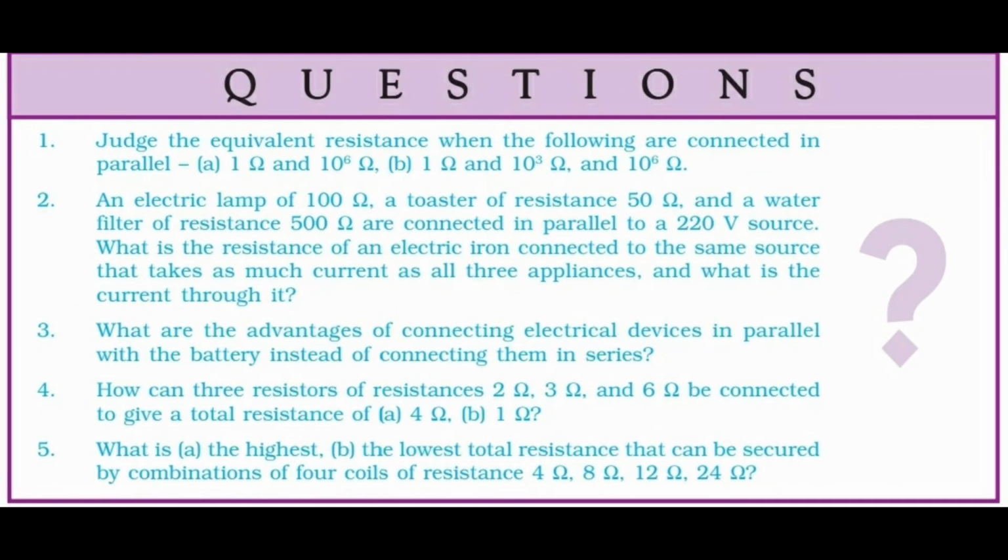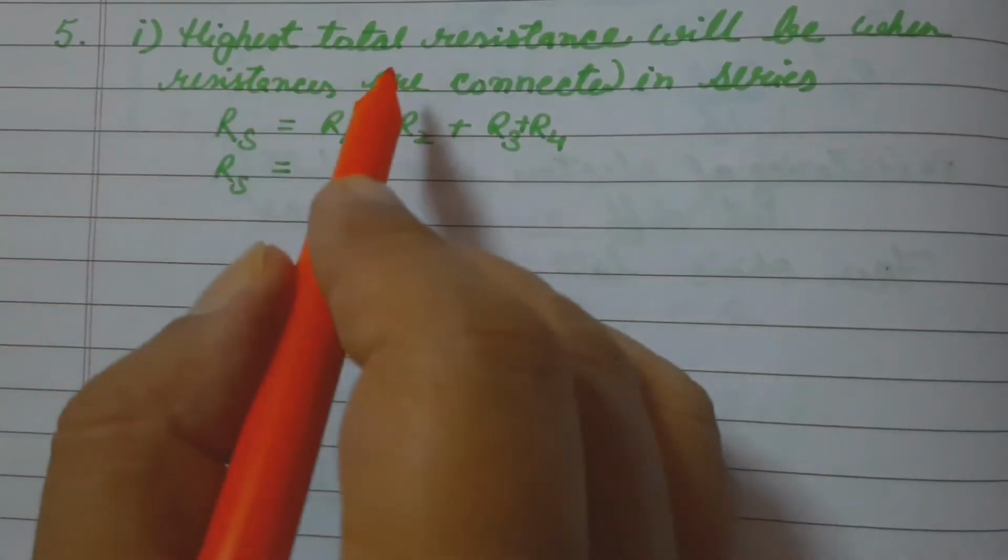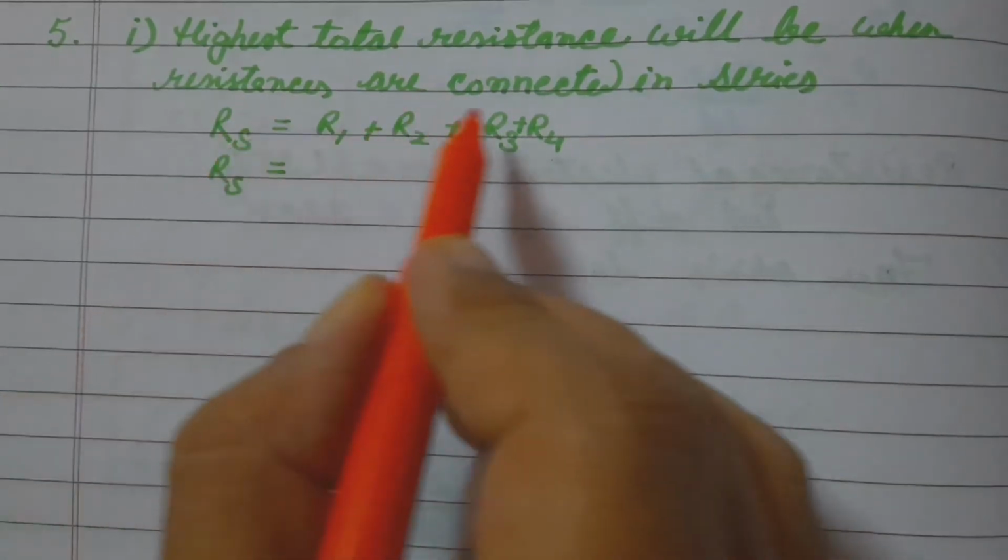Question number 5. What is highest, second part, lowest total resistance that can be secured by combination of 4 coils of resistance 4 ohm, 8 ohm, 12 ohm and 24 ohm. As we know, highest resistance of combination will be in series. So in A part, we will connect them in series, and lower resistance can be calculated when all the resistances are connected in parallel combination. So let us solve it. A part, highest total resistance will be when resistances are connected in series.